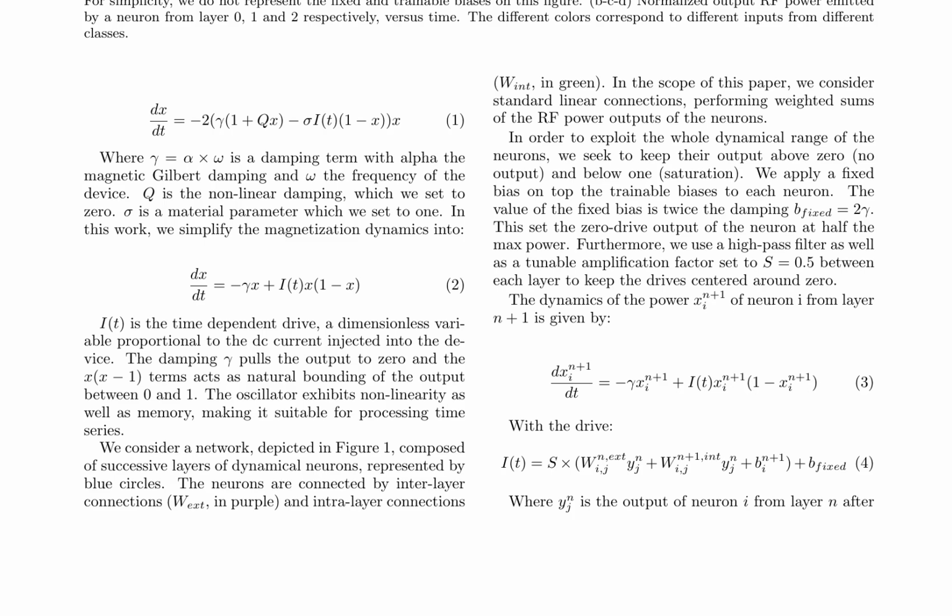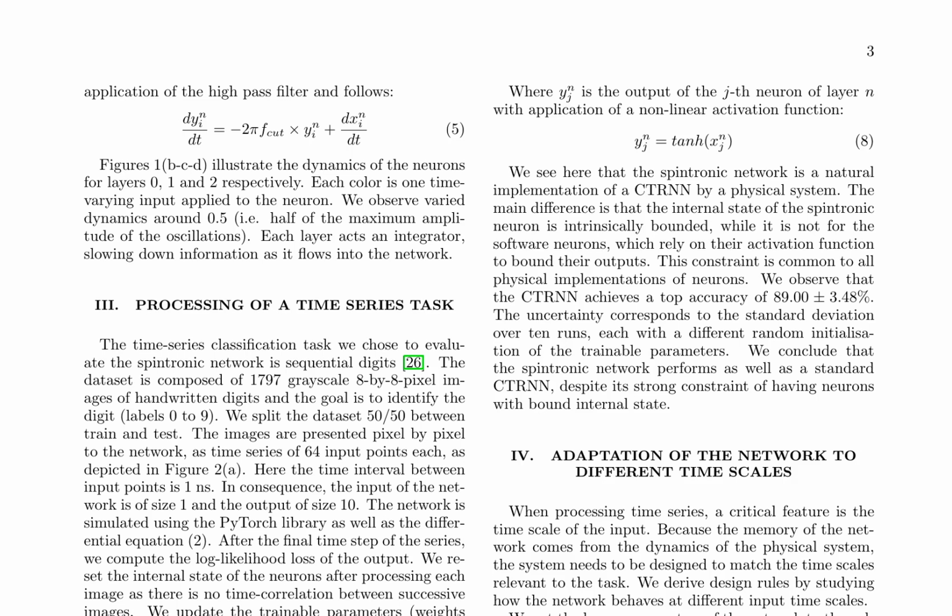The dynamics of the power output of each neuron is given by dx/dt equals -γx + I(t)x(1-x), with the drive I(t) depending on the outputs of the previous layer and the trainable biases. The authors apply a fixed bias on top of the trainable biases to each neuron to keep their output above 0 and below 1.